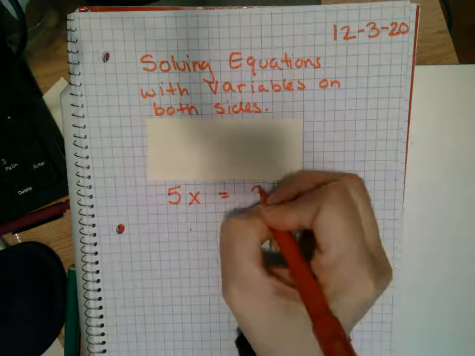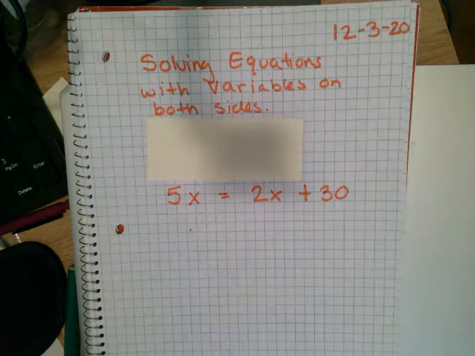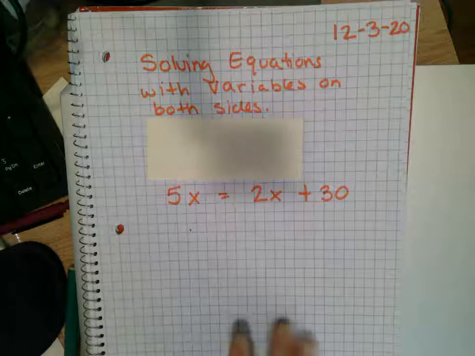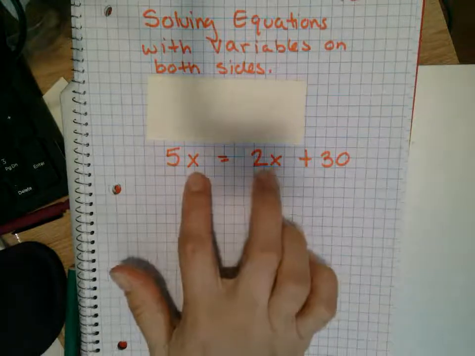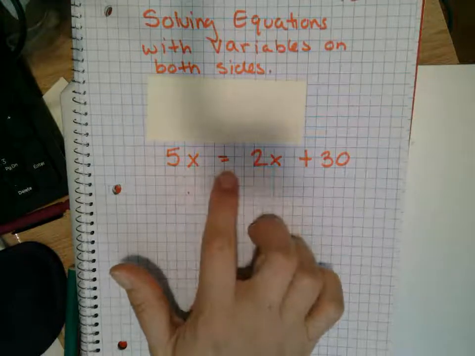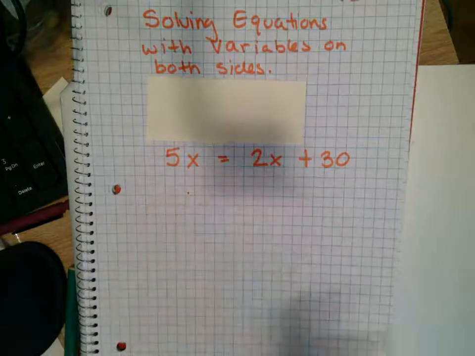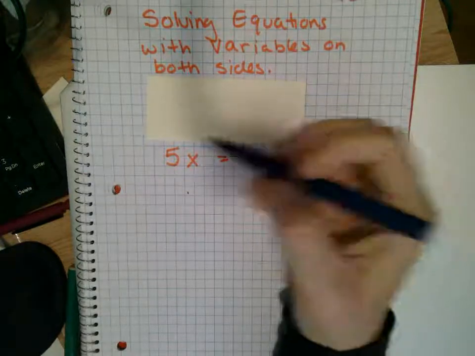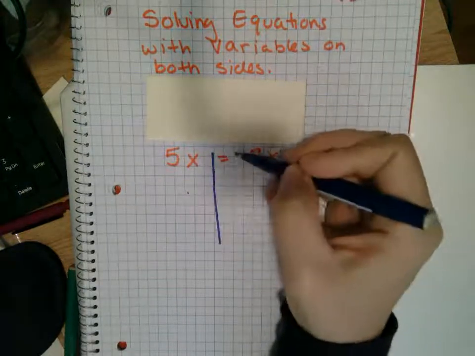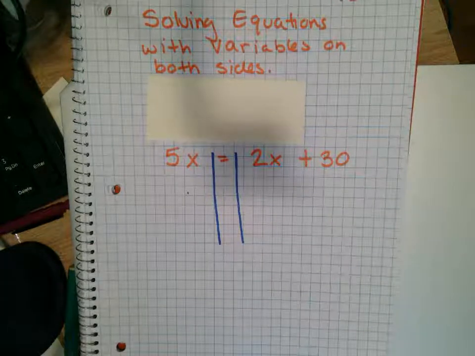5x is equal to 2x plus 30. Okay, so right off the bat, you might notice something really different that we haven't done before. You have x's on both sides of the equal sign. Usually the x is just on one side, right? And we move everything to the other side. But in this case, we have an x on both sides. Well, the first thing we have to do is get all the x's to one side.